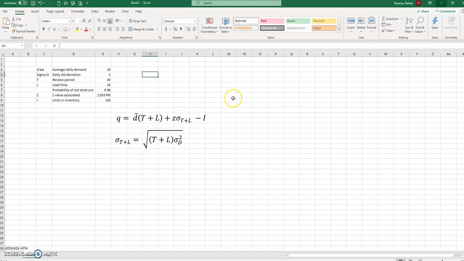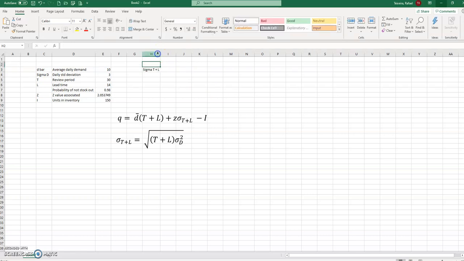So let's start with this formula. Let's call this sigma t plus L, which is the variability of demand during the lead time. This is what it means.